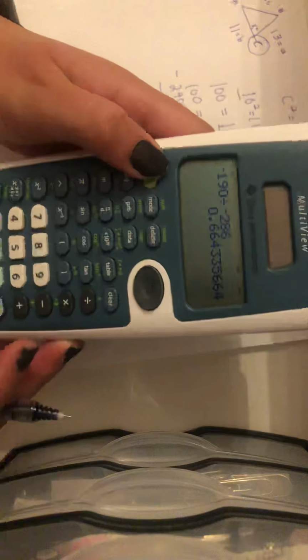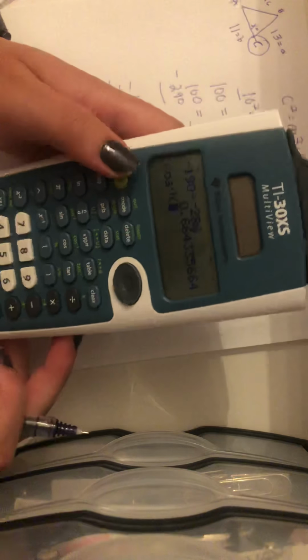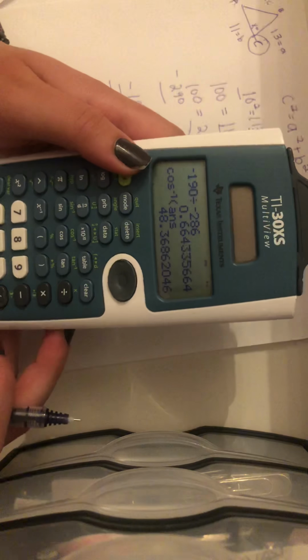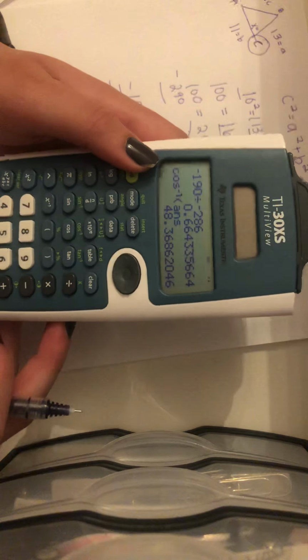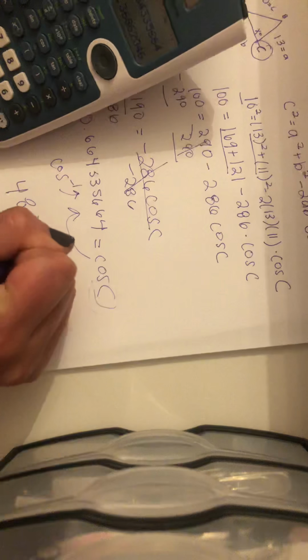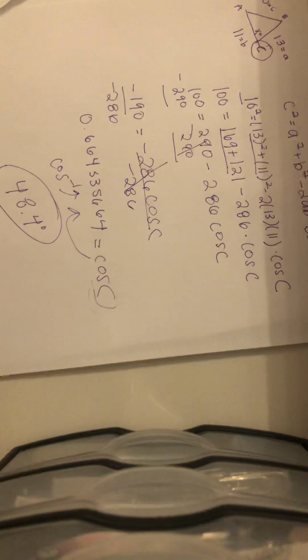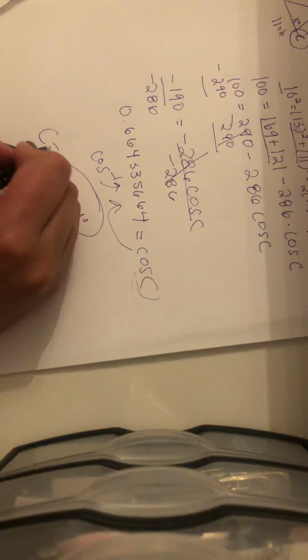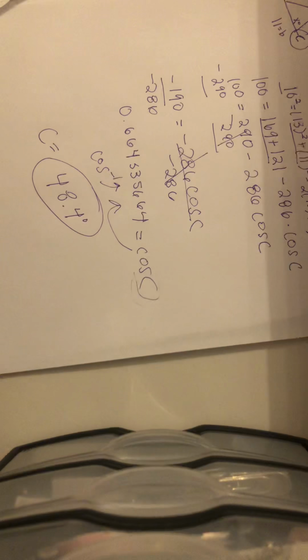So we're going to do second cosine, second answer, and you get 48.368 degrees. But we're rounding, so it's going to be 48.4 degrees. That's for angle C. We're solving for the rest of the angles, so let's move on to the next angle.